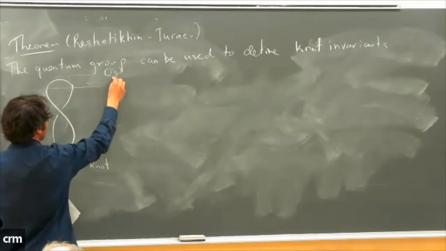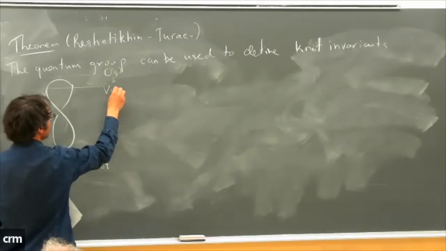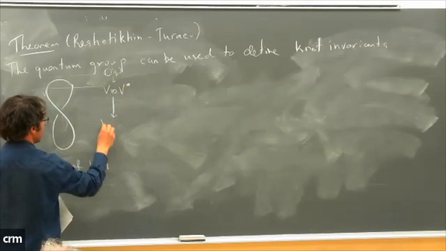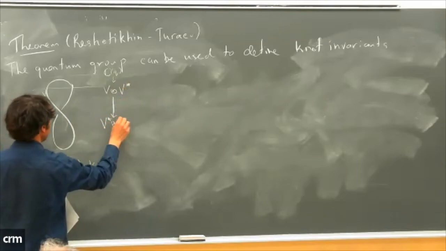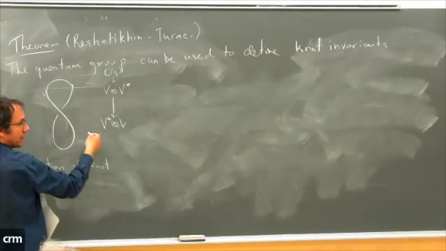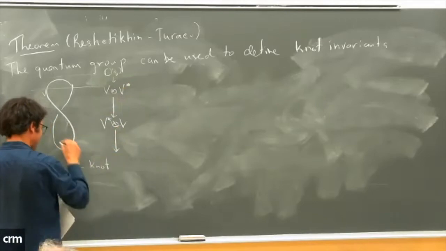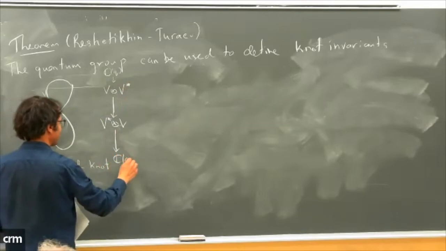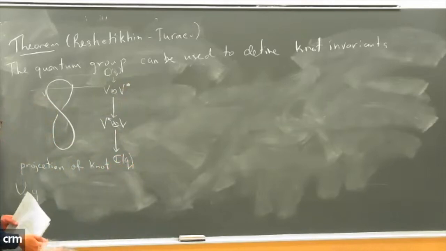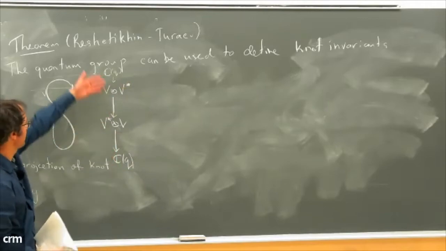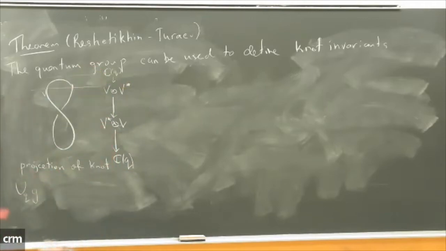And here we see a cup. So we go to V tensor V dual. And then here we see a crossing. So we go to V dual tensor V. We apply this braiding map. And then we have a cap here, whatever it's called, cup, I guess. So we go back to the trivial representation. And so we have a linear map from this field to the field, and that map is multiplication by some scalar, and that scalar is the knot invariant. And it happens to always be a Laurent polynomial, not just an arbitrary rational. Oh, well, details.